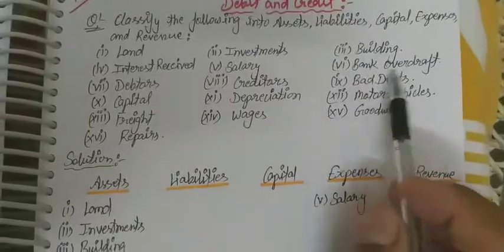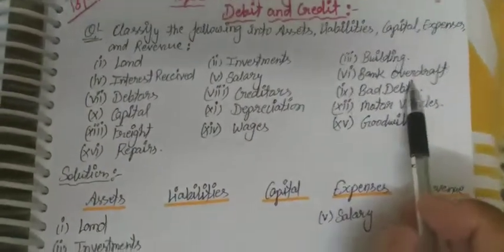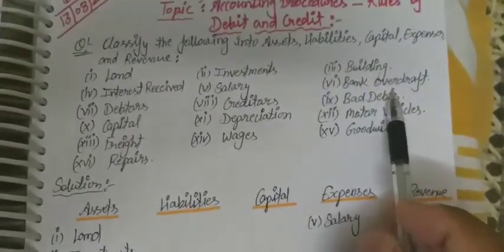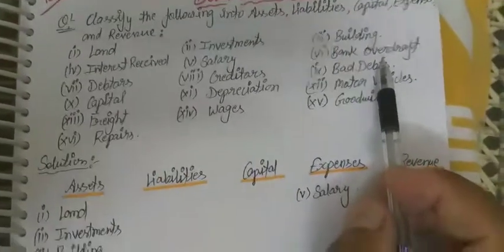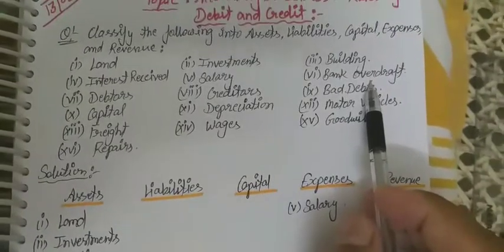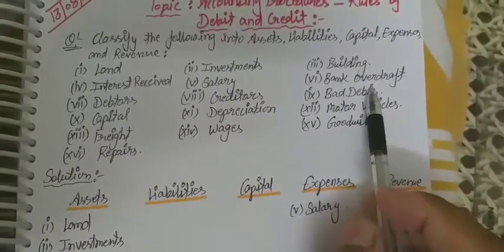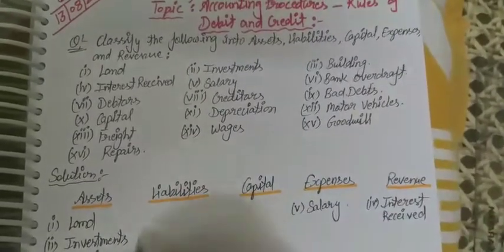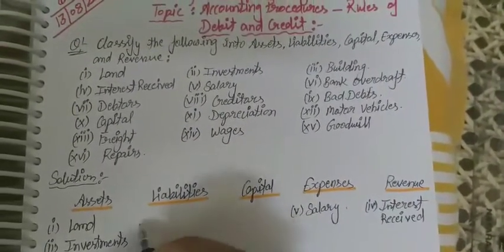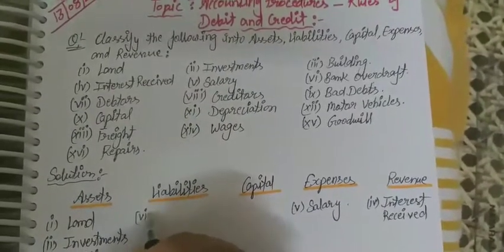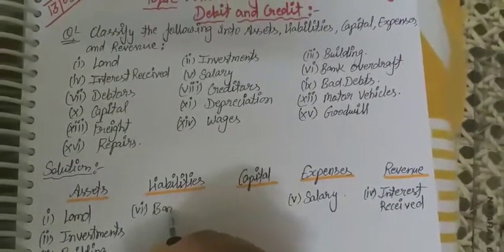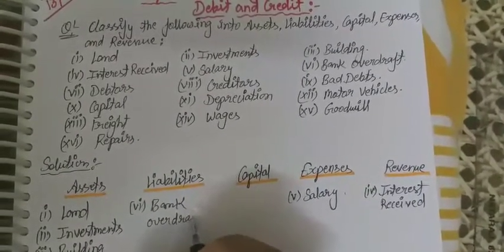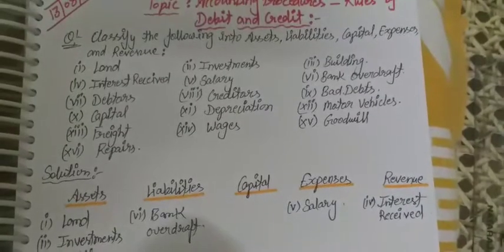Next one is bank overdraft, that balance which the bank has to receive from the business, so it is a type of loan. It means this is a liability for the business. So sixth part, that is bank overdraft.